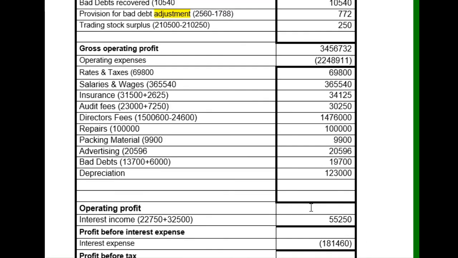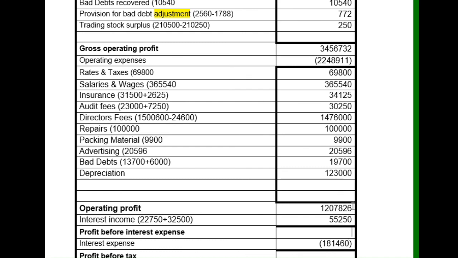Below the block, same thing. Go to the previous total, which was the 3456,732 minus the 224,8911. And that should give me that total I'll put in at the bottom, 1207826.